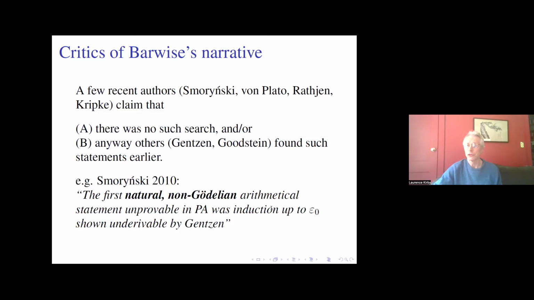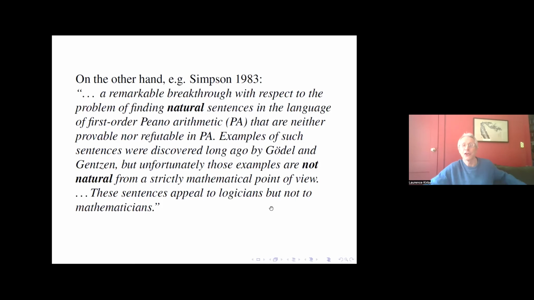And words like natural, of course, as the next slide will show, because here's a contrasting quote from Simpson in '83, talking about a remarkable breakthrough with the problem of finding natural sentences in the language of PA that are neither provable nor refutable in PA. Examples of such sentences were discovered long ago by Gödel and Gentzen, but unfortunately, those examples are not natural from a strictly mathematical point of view. These sentences appeal to logicians, but not to mathematicians. So natural to some and not to others. But anyway, this does suggest that there was the search that Barwise is describing.